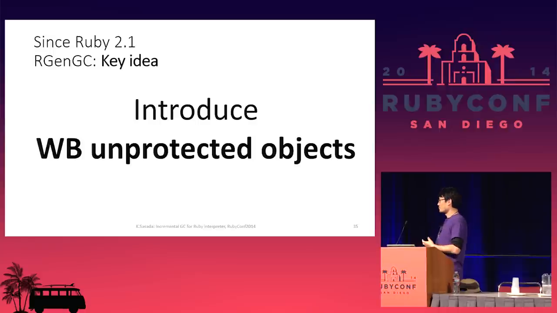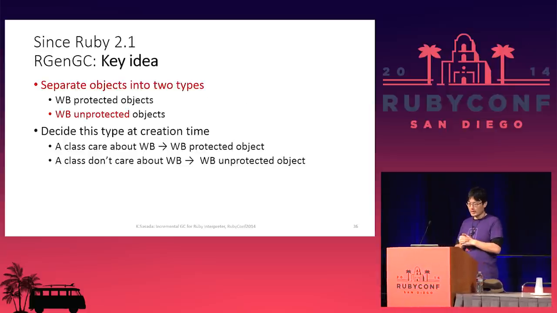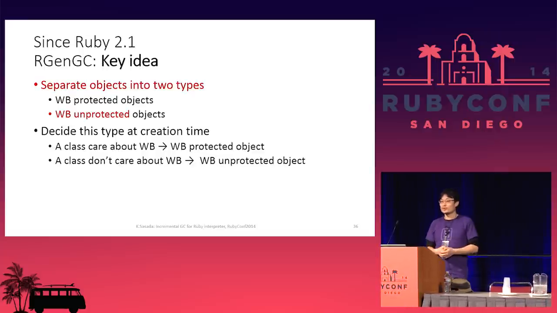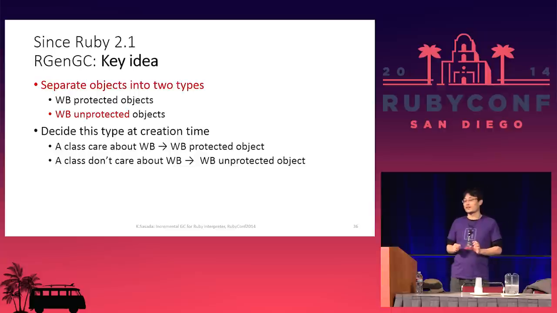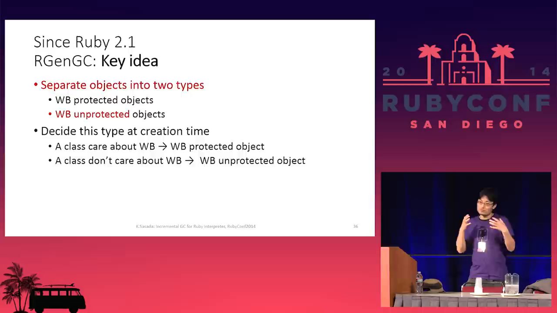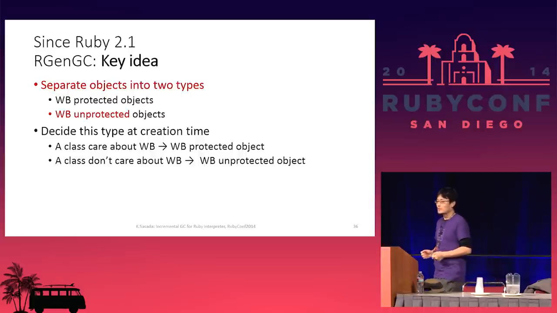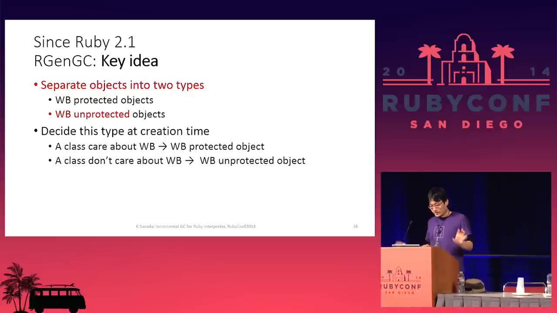This idea enabled us to use generational garbage collection without breaking compatibility with Ruby 2.0 and before. The key idea is to separate objects into two types, write-barrier-protected objects and write-barrier-unprotected objects, and decide this type at creation time. For example, a string object can be write-barrier-protected. We can easily introduce a write barrier to strings, so when a string is created, we mark it as a write-barrier-protected object. For example, a proc object is very difficult to introduce a write barrier to, and now we cannot introduce write barriers for such a proc object. So we mark this proc object as a write-barrier-unprotected object.